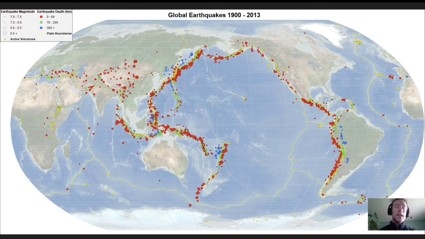So in lab today, you're going to be looking at the distribution of earthquakes. It's a little more recent than this map here, but you can play around with that in Google Earth. You'll have to upload a KML file, again, into Google Earth to see that layer. But that should help you understand that these earthquakes are most commonly associated with these plate boundaries, especially subduction zones.